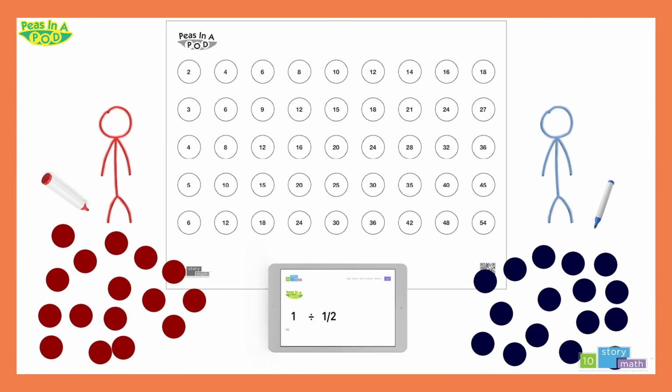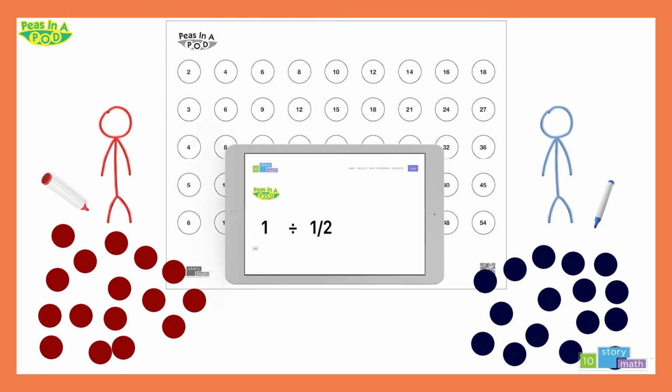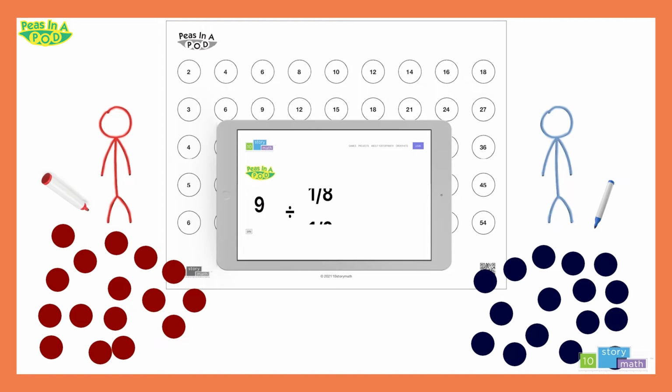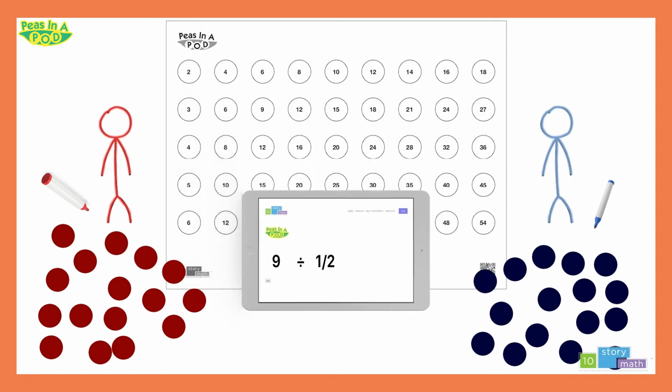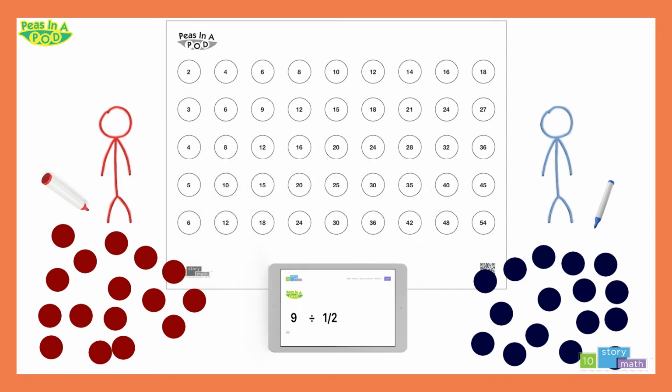In this game, it's red versus blue. Red will start the game by generating a division sentence. And their sentence is 9 divided by 1/2. The red player must now find the quotient. 1/2 goes into 9 18 times. The red player will now place one of their tokens on the number 18.